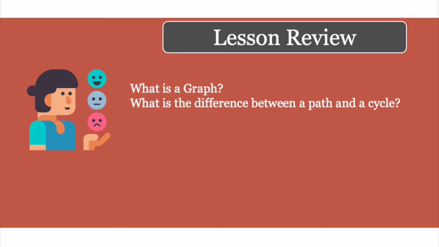That's it for today. Hopefully you understand what a graph is and what the difference is between a path and a cycle. You should also understand how different abstract data types can be used to create other abstract data types. And you should also be able to create a labeled graph based on a scenario.